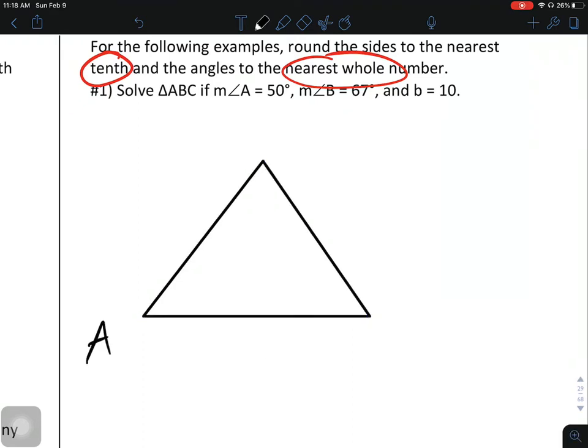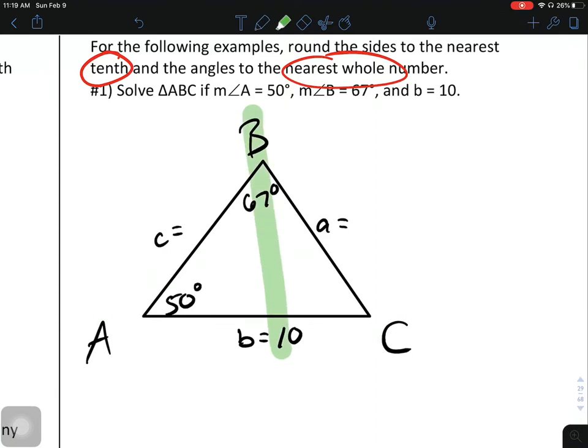So I'm going to draw triangle ABC. Opposite the angles is the same letters, but lowercase. It says the measure of angle A is 50 degrees. Measure of angle B is 67 degrees. Side b is 10. First thing you want to ask yourself is, self, can I use law of sines for this? You can, because you have an angle and the side opposite of it.